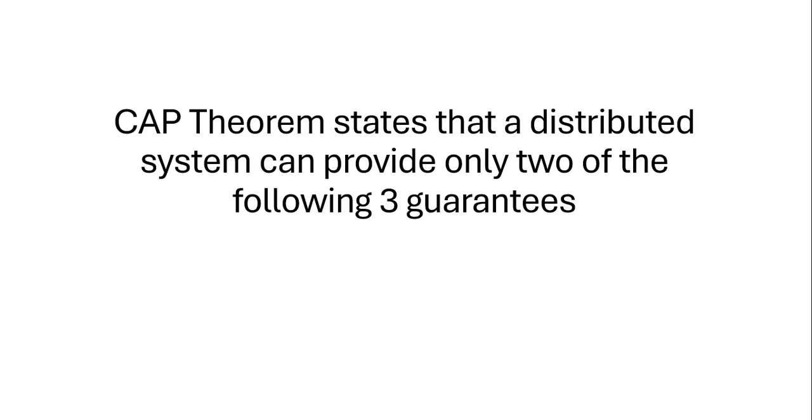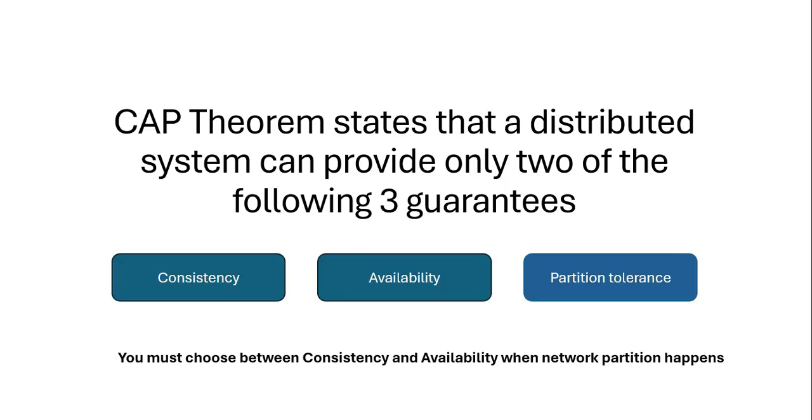CAP theorem states that a distributed system can provide only two of the following three guarantees. In a distributed system, we cannot avoid partition tolerance. It is bound to happen. It is inevitable. So when a partition happens, we have to make a trade-off. We have to decide whether to choose consistency or availability. So either it is C and P, or it is A and P. It cannot be CA, because we cannot avoid partition tolerance. That is what I'm trying to say. You must choose between consistency and availability when a network partition happens.